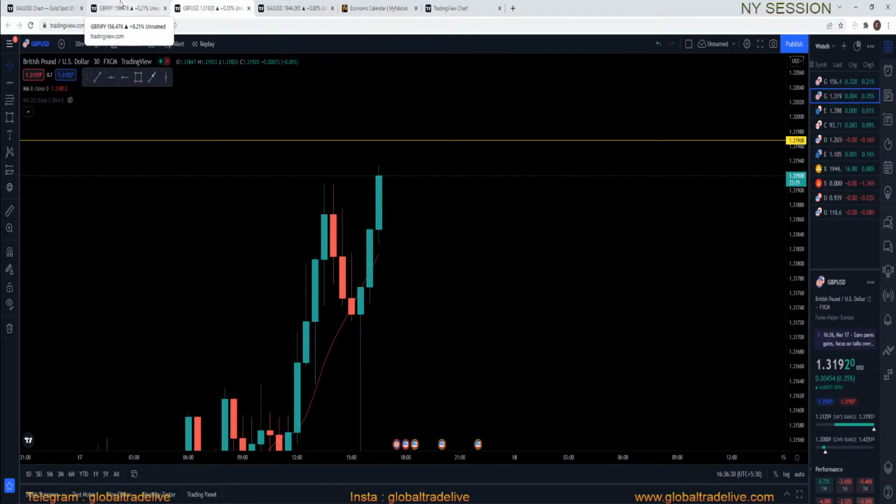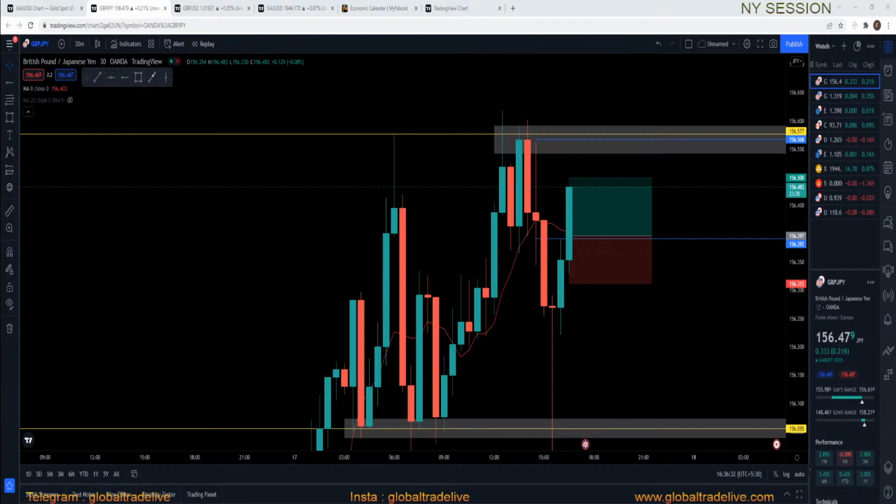Oh, GU just went up. So my trade is also running about 8.6 pips over here. Volume is just coming in, and when the volume comes in, wicks get filled.